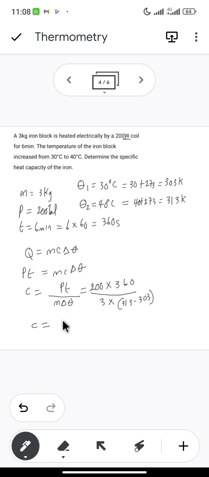So summing this up, we have 200 times 360 all over 3 times 10. This gives you 2,400 joule per kilogram Kelvin. So this is an example under the electrical method of determining specific heat capacity.